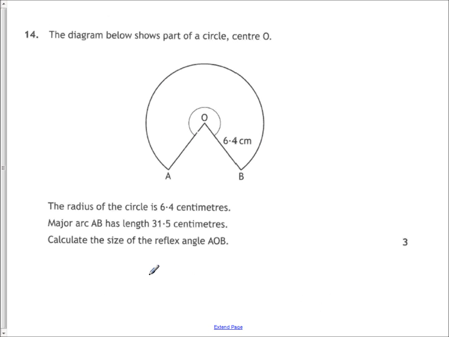Question 14, you're asked to look at an arc. You're told the arc length is 31.5, so the distance from A all the way around is going to be 31.5.